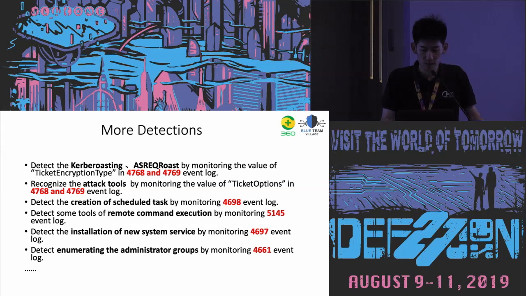At the last, more detections. We can detect the downgrade AS request by monitoring the value of ticket encryption type in 4768 and 4769 event logs. We can recognize the attacker's tools by monitoring the value of ticket options in 4768 and 4769 event logs. There are many tricks here, but it needs a long time to describe them. So I won't talk about these tricks and many other detections in detail this time. If you are interested in them, I can show you after I finish the talk.